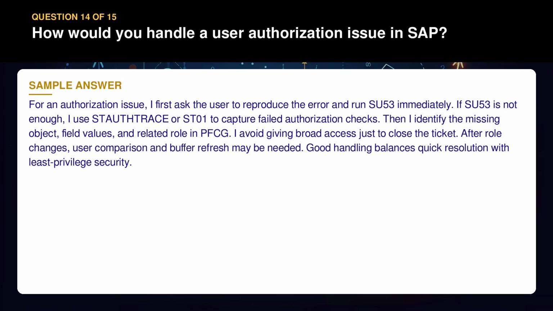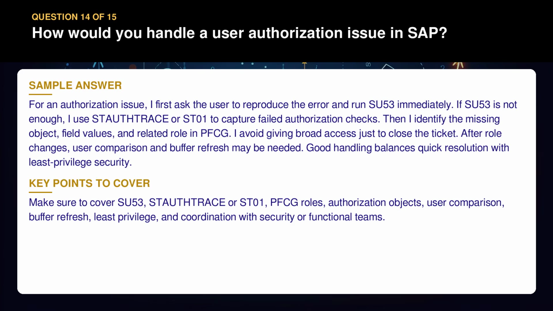I avoid giving broad access just to close the ticket. After role changes, user comparison and buffer refresh may be needed. Good handling balances quick resolution with least privilege security. Make sure to cover SU53, ST01 trace, PFCG roles, authorization objects, user comparison, buffer refresh, least privilege, and coordination with security or functional teams.